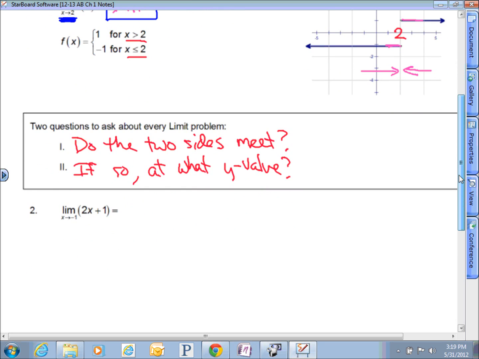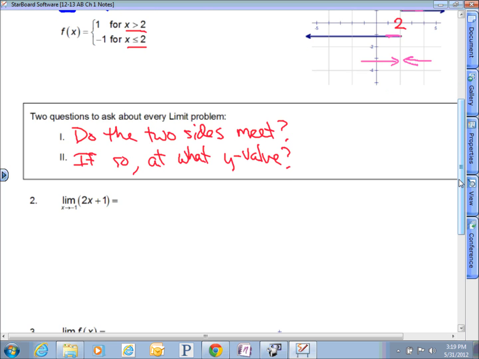Second one. Now I want to contrast this one. We don't have a picture for this one, but if we did, 2x plus 1, I know what that looks like as a graph. That would be a line with a slope of 2 and a y-intercept of 1. Let's think about this. We're talking in this case about the limit as x approaches -1. Well, -1 would be over in this vicinity somewhere.